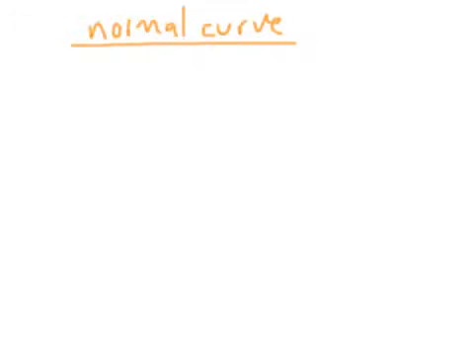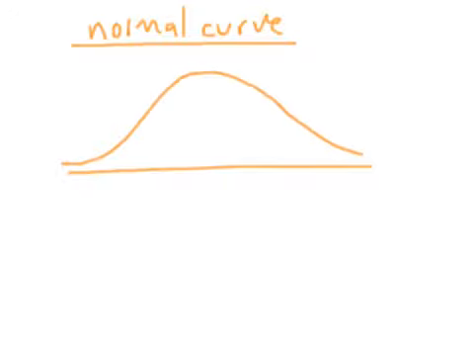And the word normal we think about as kind of meaning regular or plain, but normal in the context of this class has a very specific meaning. It means a density curve that looks like this. The normal curve is the bell curve.